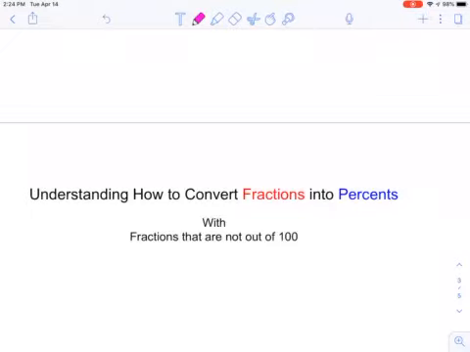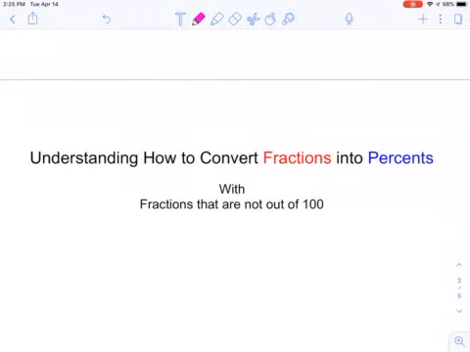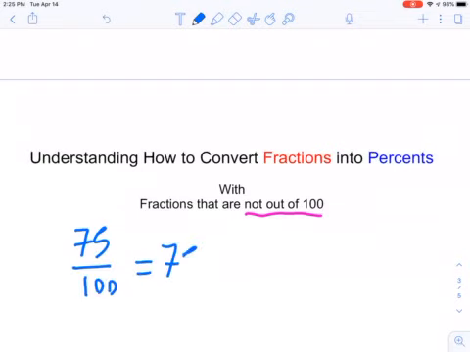Hello everybody, welcome back. Today our objective is going to be understanding how to convert fractions into percents with fractions that are not out of 100. So the sad thing is, yes, it would be nice if every single fraction was out of 100, but that's not the case. Easily enough, if we have 75 out of 100, we know that equals 75%.